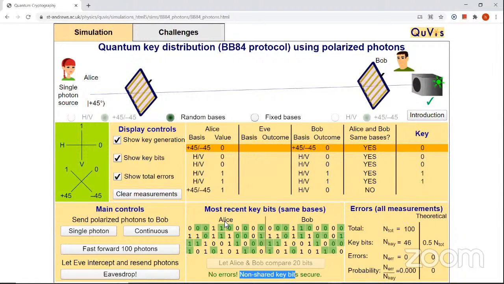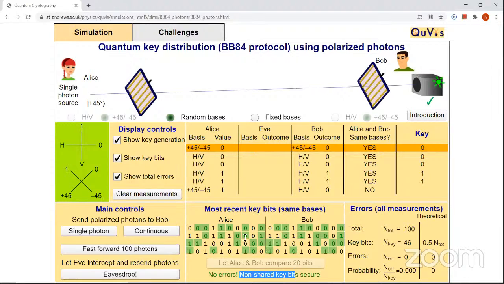This they do on the public channel. As I told in the demonstration, sending photons and measuring will be done on the quantum channel. After that, they will announce their basis on the public channel. Announcing the basis will not harm anything. But these 20 bits will not be secure, because we have announced them on the public channel, so the adversary knows about those 20 bits. So what will we use? Non-shared key bits. We will discard these 20. Out of these 46, we discard these 20. The remaining 26 we will use for our key or for encryption.